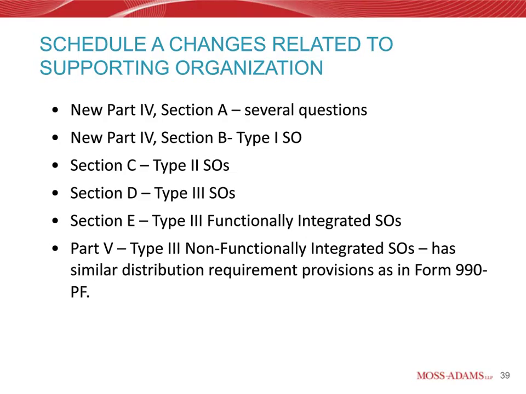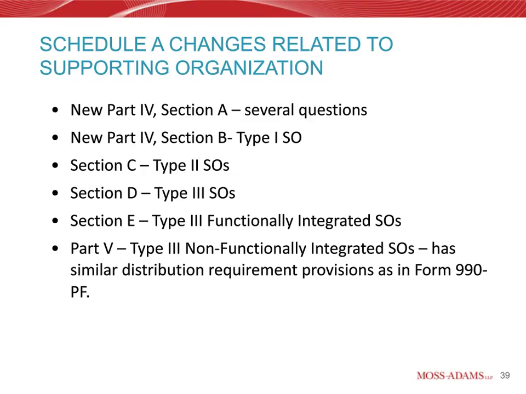And Sections B, C, D, and E are fairly small questions, not as much. Section A has a few more questions. And then the biggest change, I'd say, is Part 5, Type 3 non-functionally integrated supporting organizations. And I've attached one of the Schedule A changes that looks at the new form, the 2014 form Schedule A, for you to take a look over and see what the differences are. And you'll see that it's quite large and it's been expanded significantly.